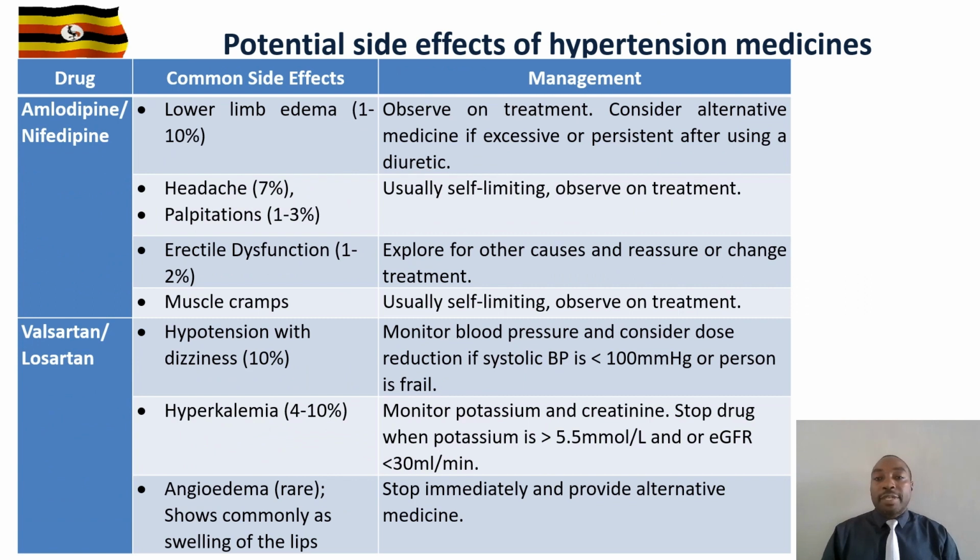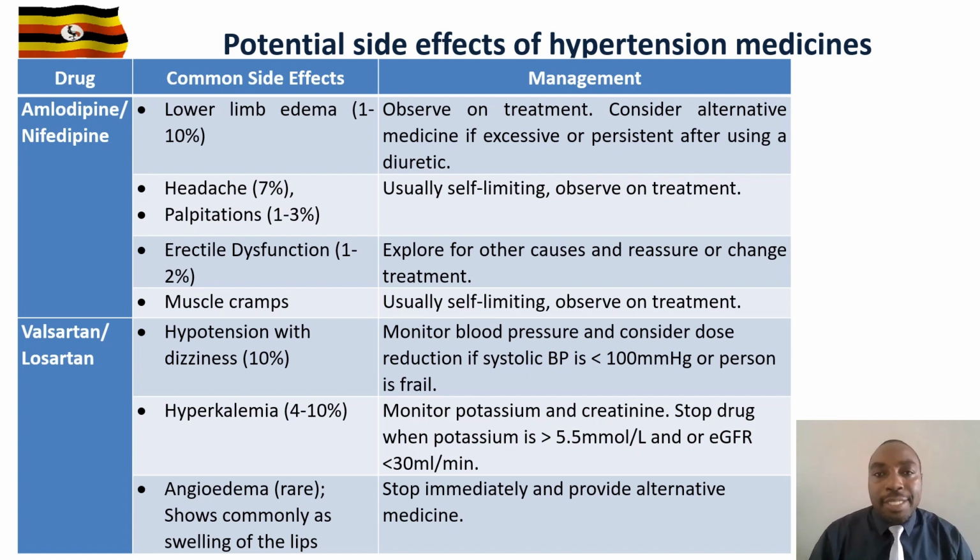So what are the side effects of these drugs? These antihypertensives have side effects. The calcium channel blockers, amlodipine, nifedipine, usually cause lower limb swelling or lower limb edema. And about 1 to 10% of people taking them can get headaches. Someone may complain of headache, palpitations, erectile dysfunction, and muscle cramps. So if someone has lower limb edema, we observe, and we consider introducing an alternative medicine. We might replace the amlodipine with something else. And if the edema is excessive, introduce a diuretic.